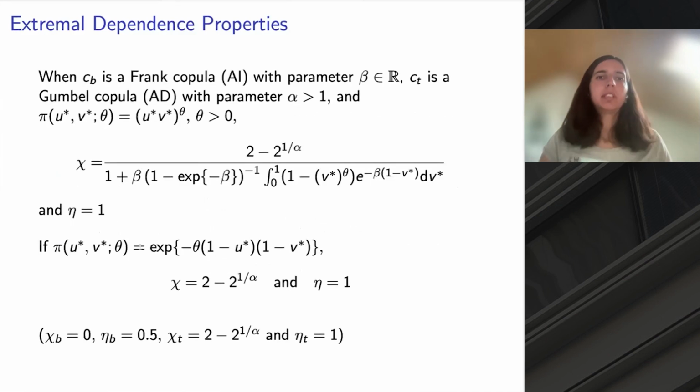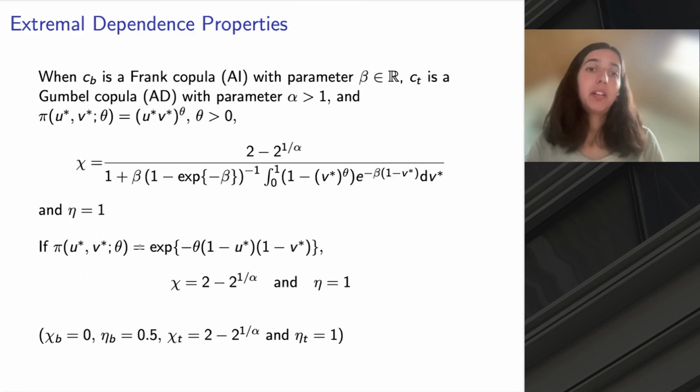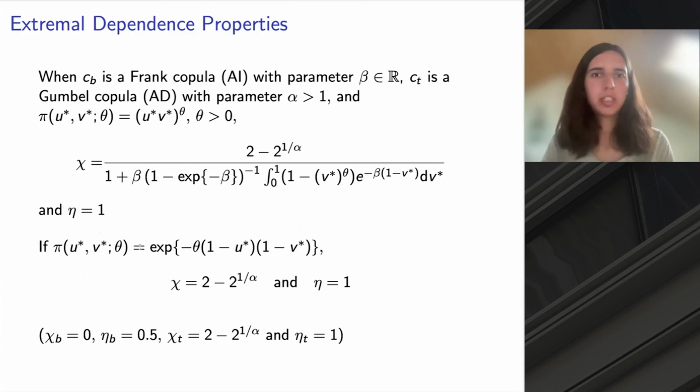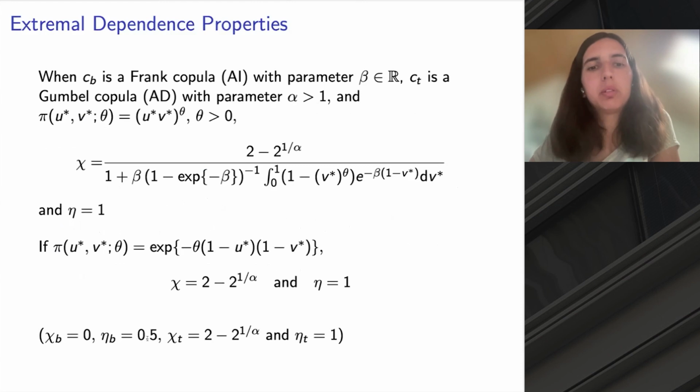So for one particular case, if we derive the exact form. If we have the copula for the body to be Frank, this is known to be asymptotically independent. Down here in the brackets, I have the values of the chi's and etas for each one of the copulas. So we have chi equal to 0 and eta equal to 0.5 for the Frank copula with parameter beta. And then we have a Gumbel copula, which is asymptotically dependent with the chi t, this one down here.